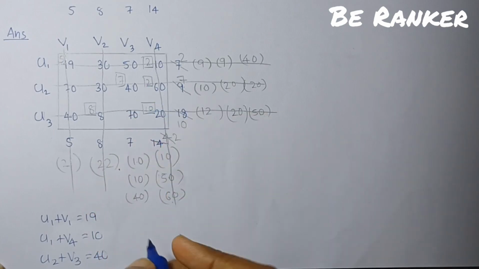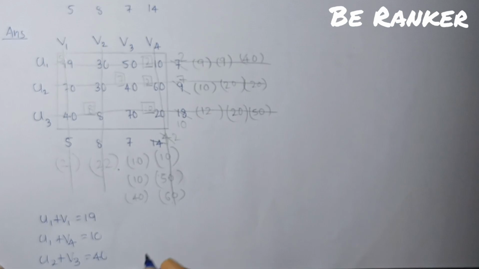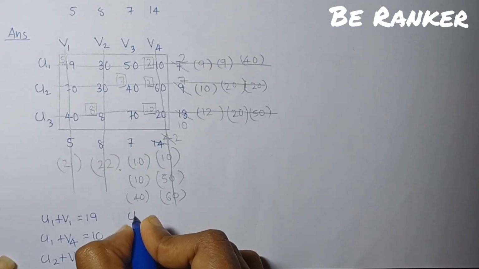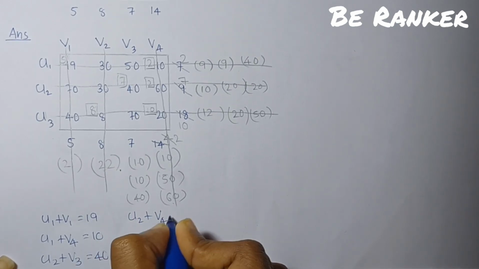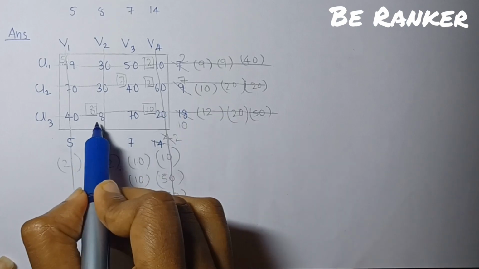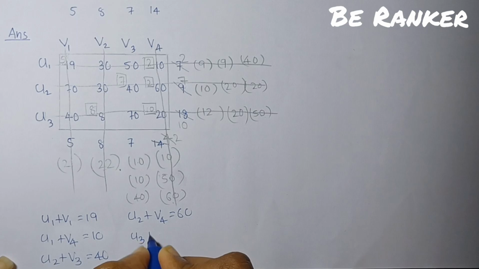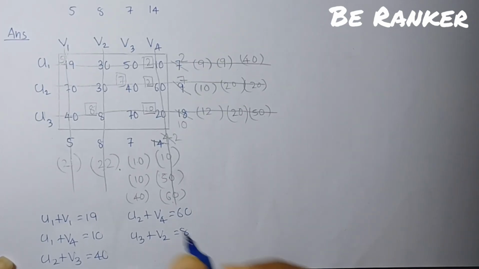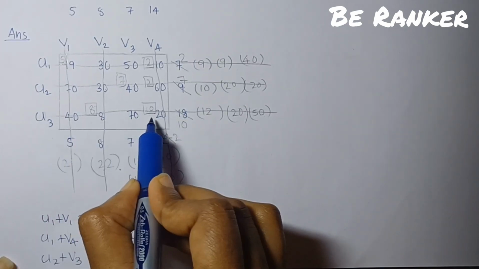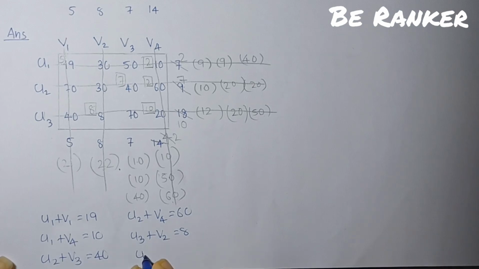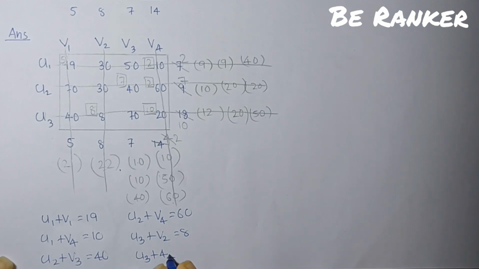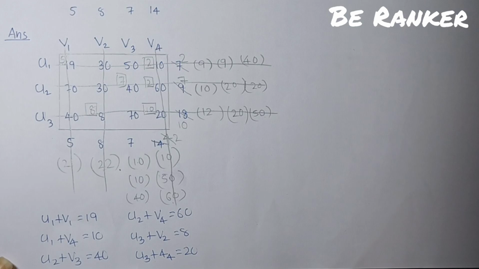Here it is 60: U2 plus V4 is equal to 60. Then here U3 plus V2 is equal to 8. And the last one is U3 plus V4 is equal to 20.